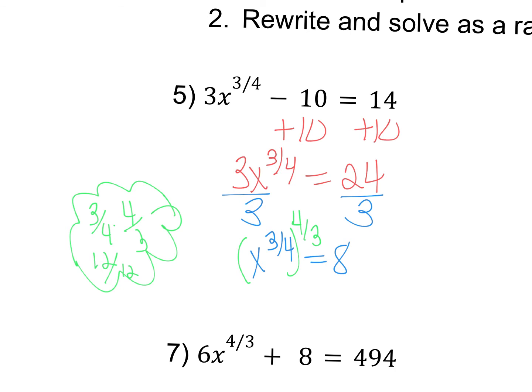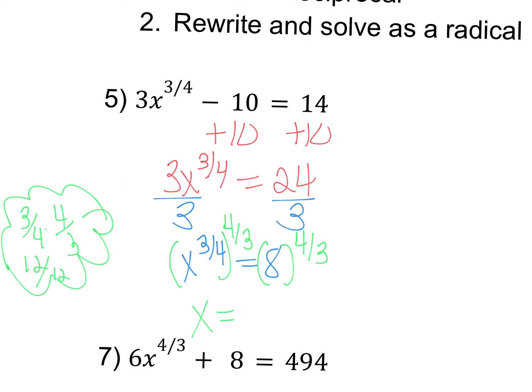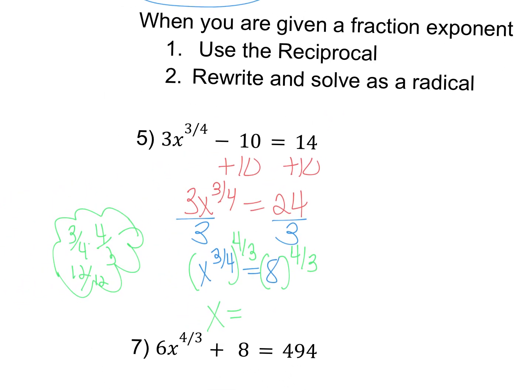It's always going to be the flip. And if I take the left to the 4/3 power, I also need to take the right to the 4/3 power, which just leaves me with x over here. And if I have 8 to the 4/3, we're going to rewrite it. So here's our last couple of steps. We're going to use the reciprocal to get rid of that fraction exponent, and then we are going to rewrite and solve it as a radical.